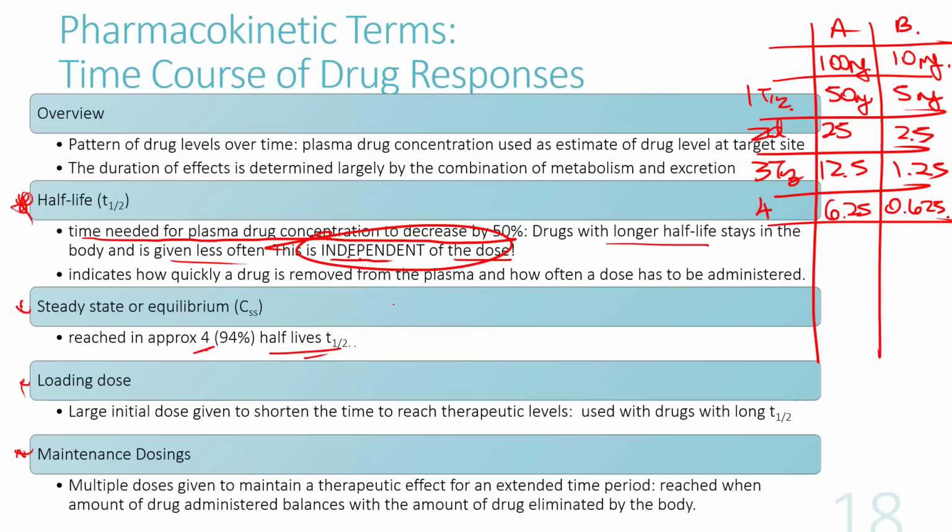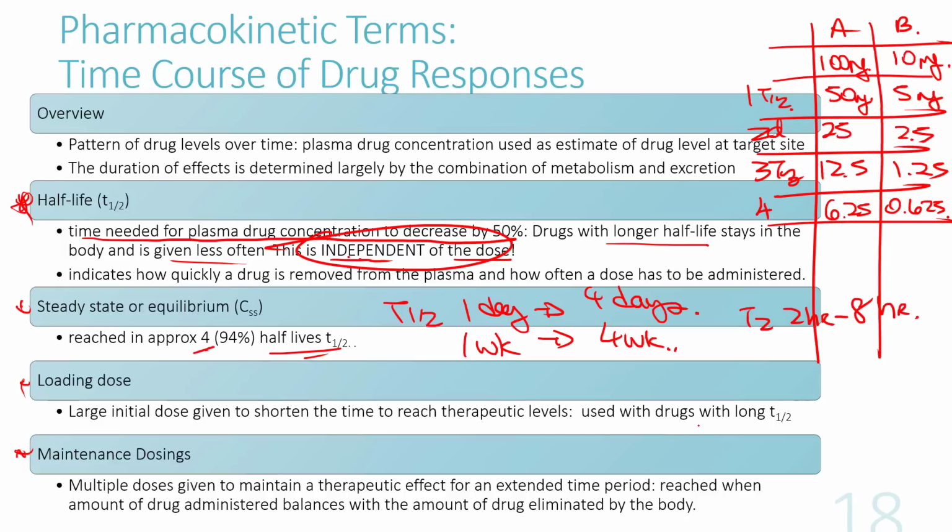So if a drug has a half-life of 1 day, it would take 4 days for it to reach steady state. If a drug has a half-life of a week, it takes 4 weeks for it to reach steady state. If a drug has a half-life of 2 hours, it will take 8 hours to reach steady state.